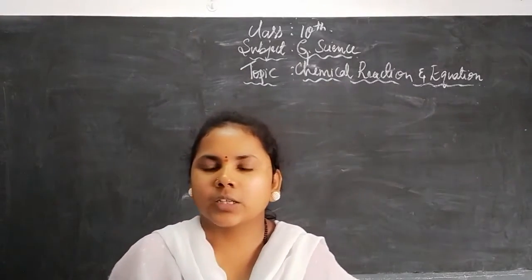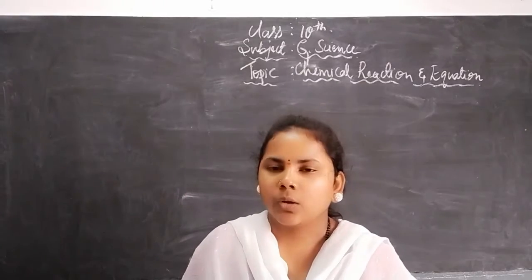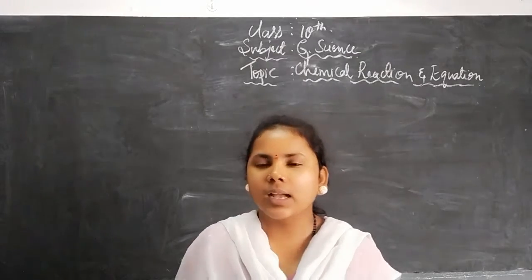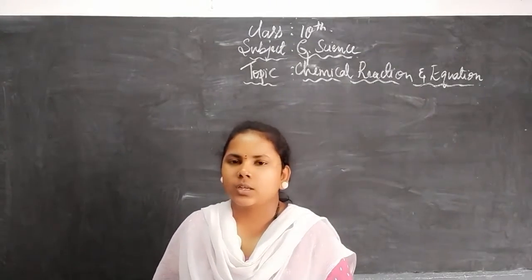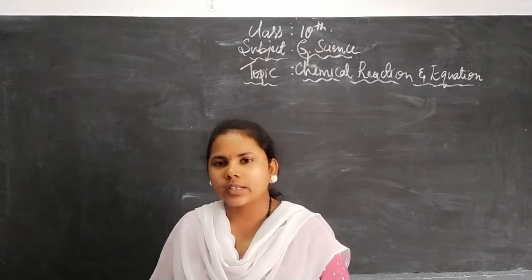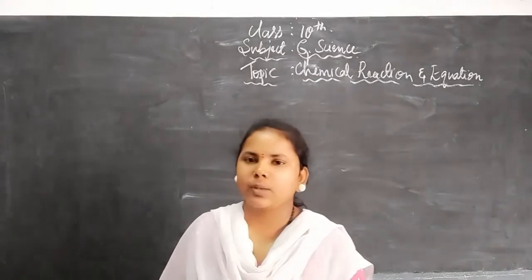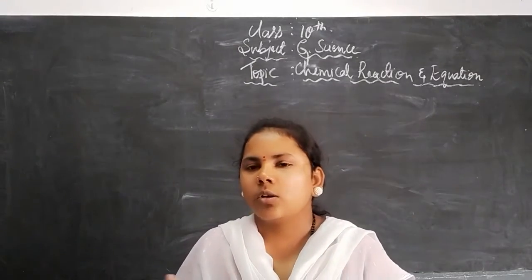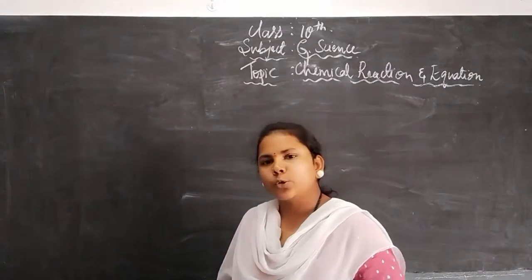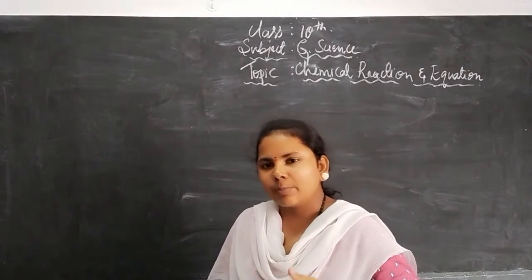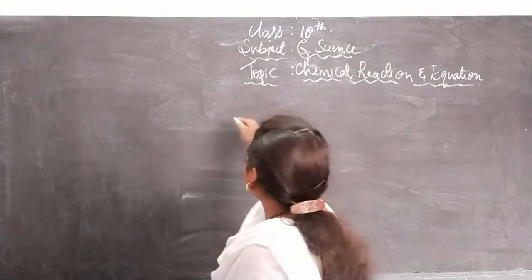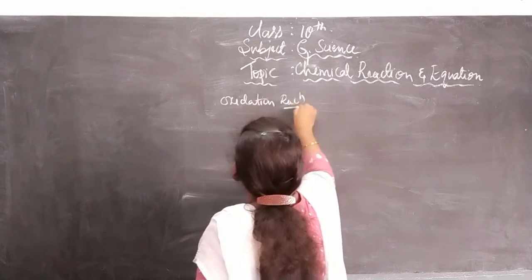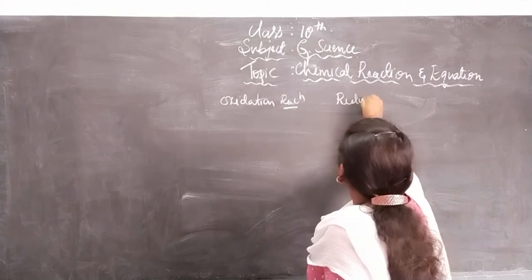The last type of reaction we are going to call redox reactions. This is also a type of chemical reaction which comes under chemical reactions as well as equations. Then what is this redox reaction? It is a type of reaction where oxidation and reduction take place and the transfer of electrons takes place. So this is what we are going to call redox reactions. In redox reactions, there are two subtypes we have studied: one is oxidation reaction and the other is reduction reaction.